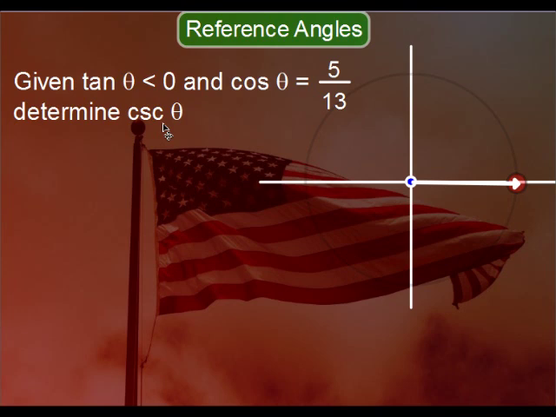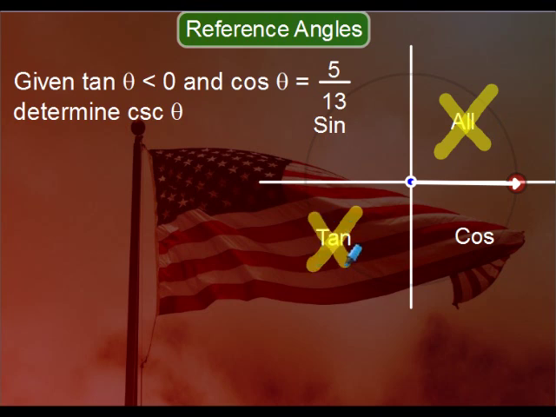Now the first thing we're going to have to do is draw a triangle, but which quadrant do we put it in? So let's first keep in mind the tangent's negative. Well, where is the tangent negative? Recall that all are positive here, so it's not this quadrant. It's also not going to be in quadrant 3 because here the tangent's positive. So therefore we're talking either quadrant 2 or quadrant 4.